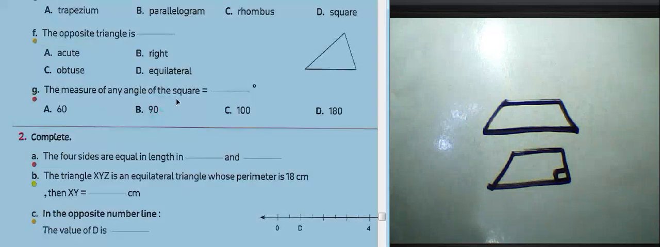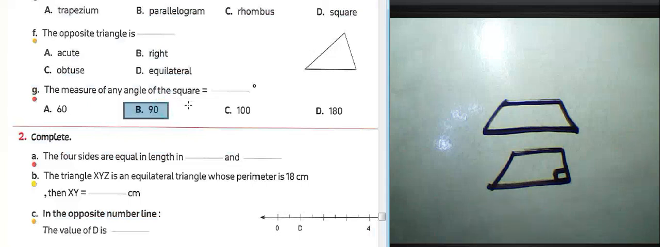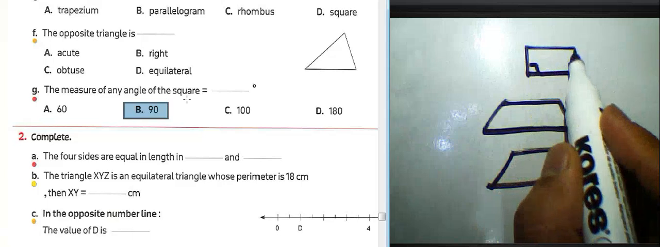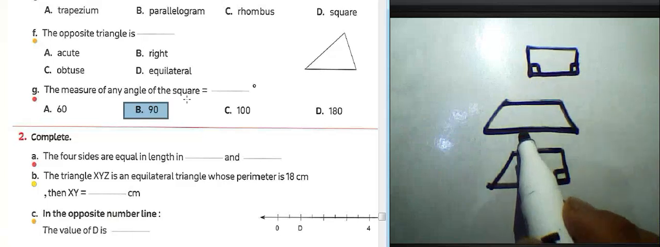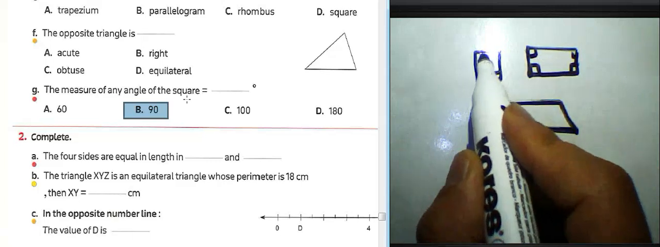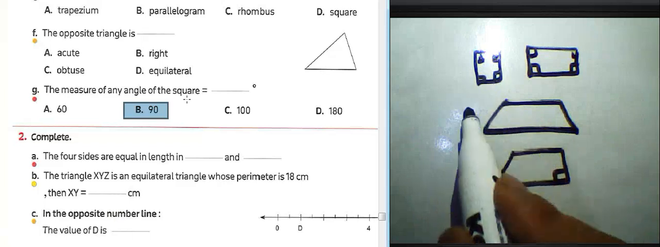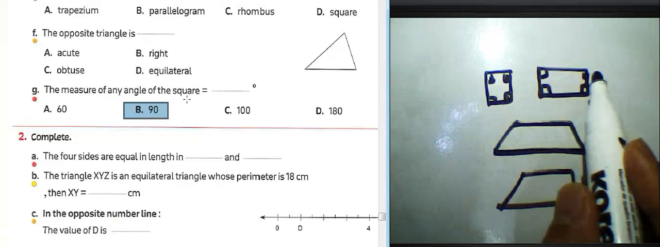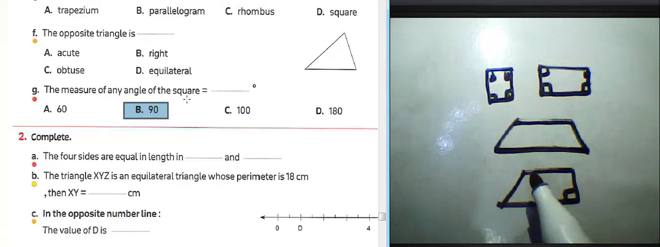The measure of any angle of a square equals 90 degrees. All sides in a square are equal in length, and the measure of each angle equals 90 degrees. In a rectangle, we have two opposite sides parallel and equal in length, and all angles are right angles in the square and rectangle. So in a square all angles are equal in measure, the measure of one of them equals 90 degrees, and in a rectangle the measure of all angles equals 90 degrees.